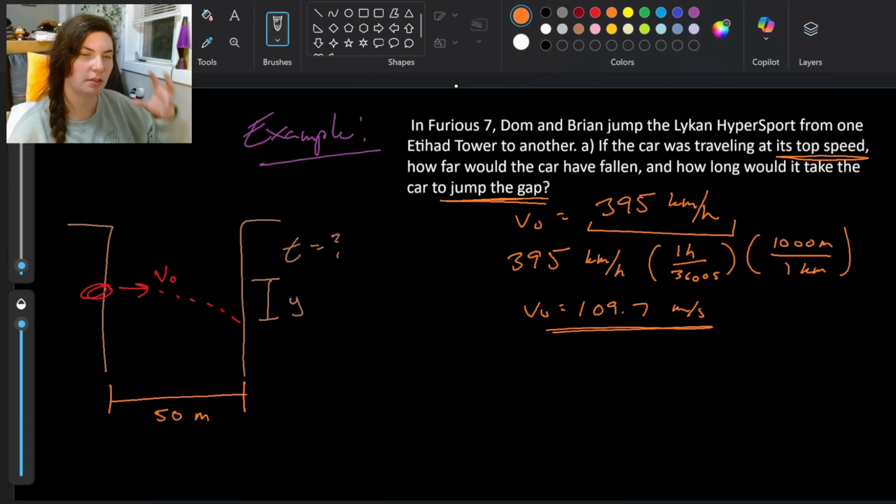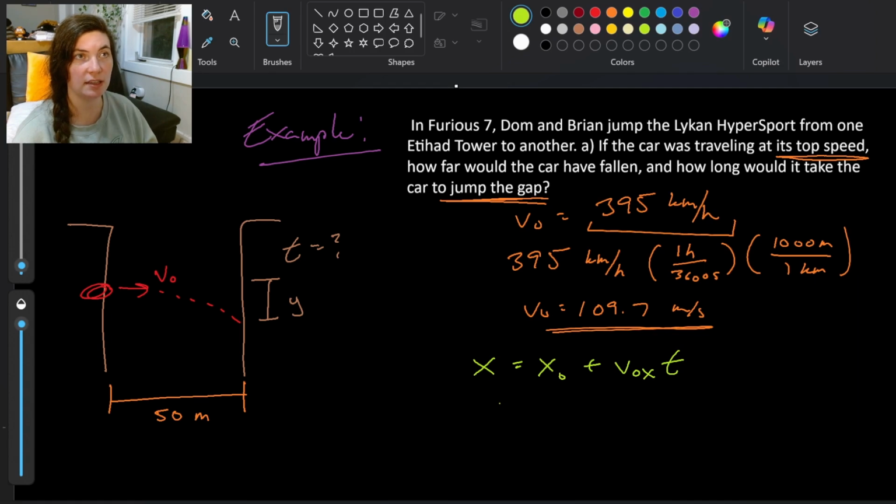Thinking about the 4 equations that we have, and I don't have them up here for reference, we have 2 things we're solving for. We're solving for time, and we're solving for y, how far down it falls. Looking at those equations, the best one to start with is our x equation: x is x naught plus v naught x times t.